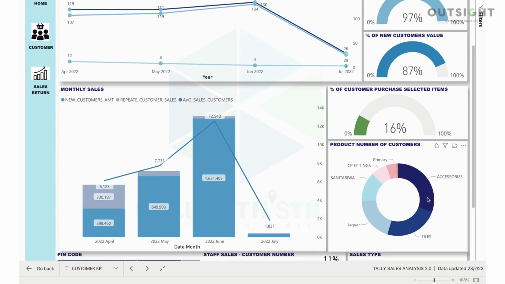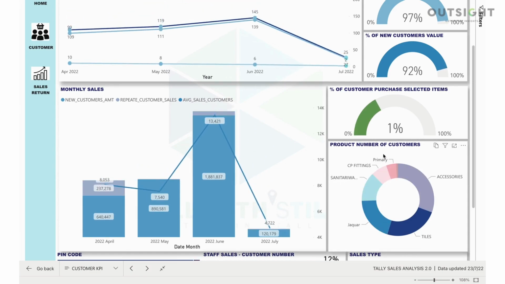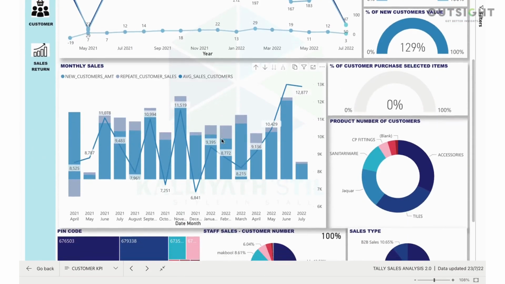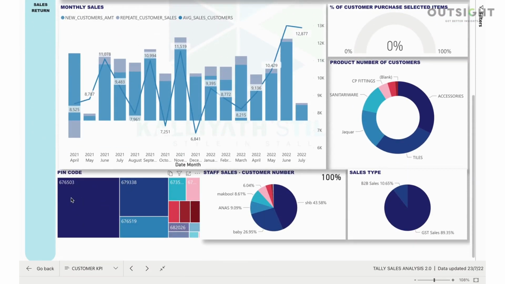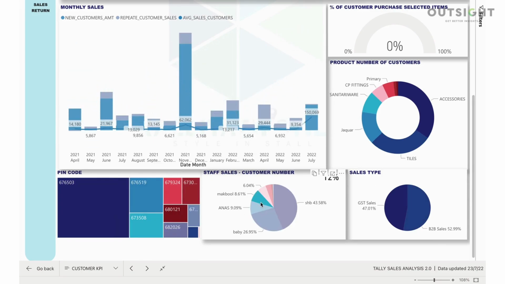Number of customers who purchase both selected items, where we can analyze cross-selling and upselling possibilities. Pin code analysis, where location-wise customers are analyzed. Staff analysis based on number of customers dealt with.